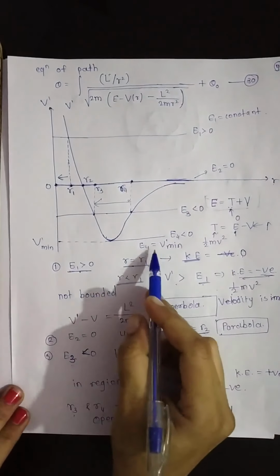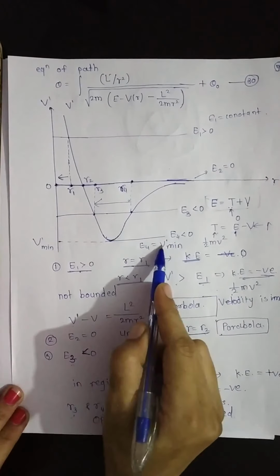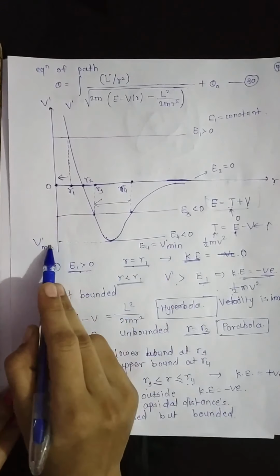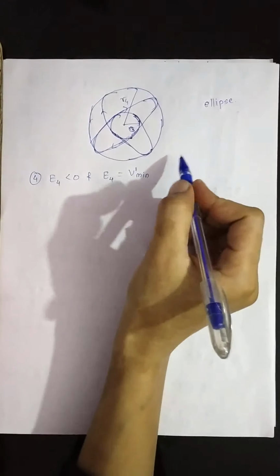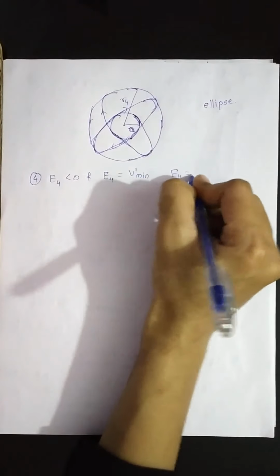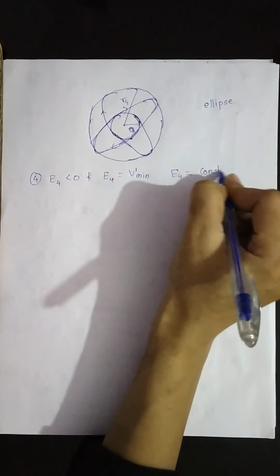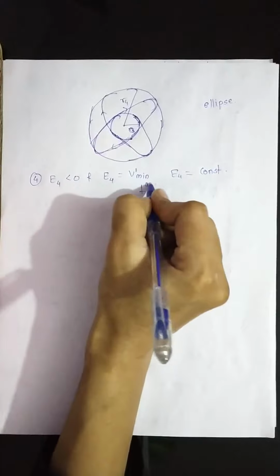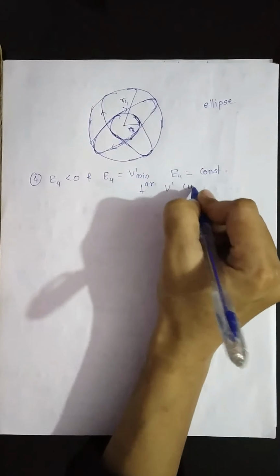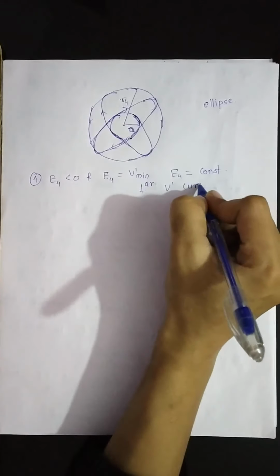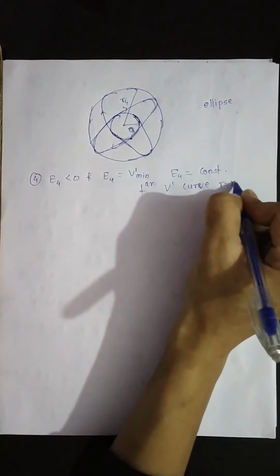So for E4, this is the case which is less than 0, and this value will be equal to V dash minimum, that is the minimum value of the effective potential. So for this fourth case, again E4 is equal to a constant straight line, and this will be tangential to the V dash curve, and this will be at r equals r0.